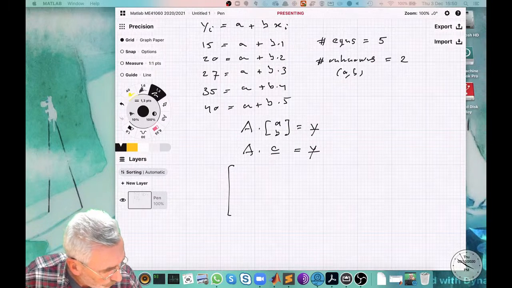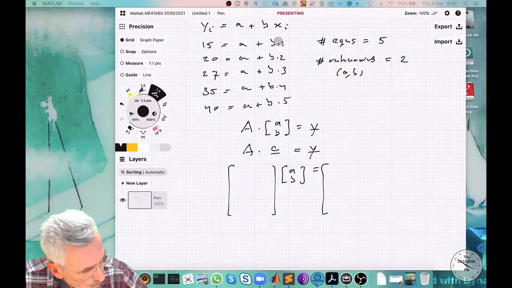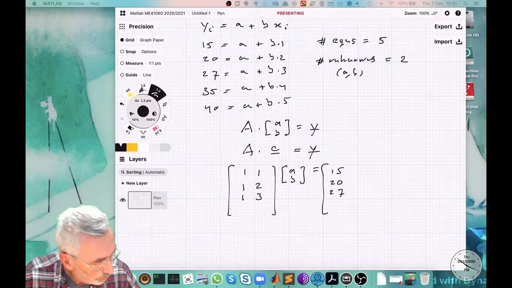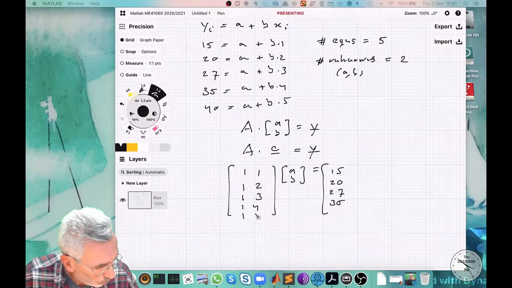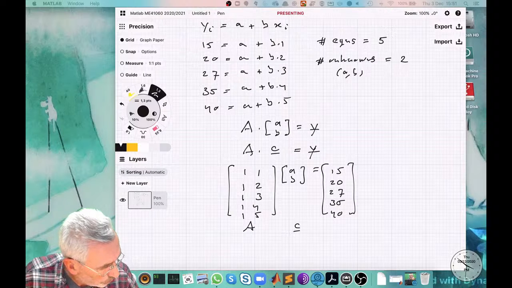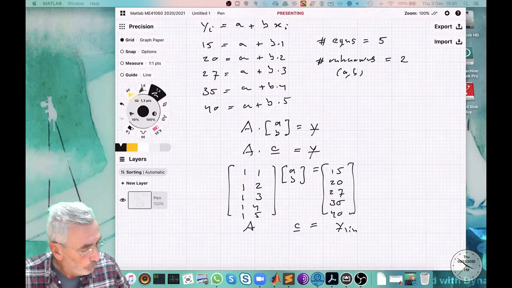I look at the first equation. It says A times (a, b) equals a right hand side. The first equation says 1 times a plus 1 times b, so I get 1, 1, and here I get 15. The second equation says 1 times a plus 2 times b, I get 20. 1, 3, I get 27. 1, 4, I get 35, and 1, 5, I get 40. So here you see this matrix A, these are the C's, and this is the y from our model. And now we can formulate an error.